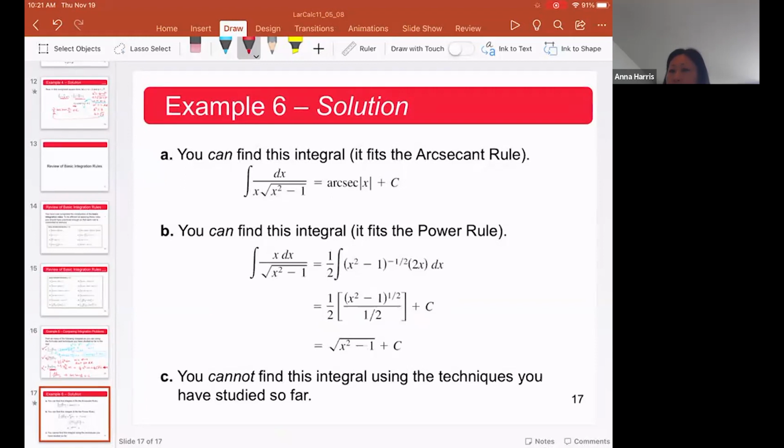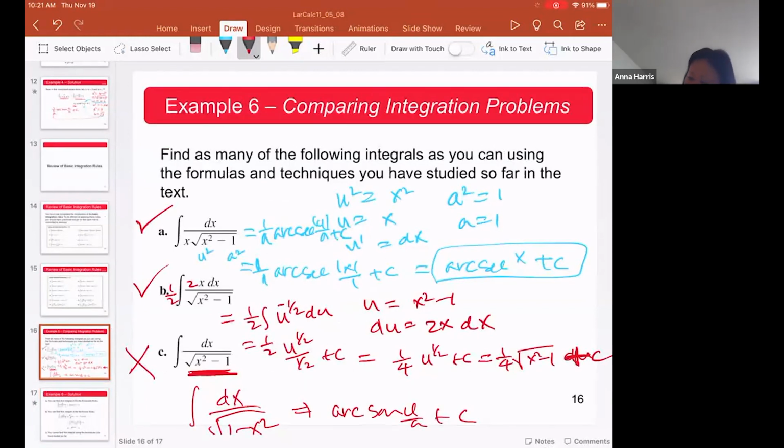Okay, so that's what it is. Oh, excuse me. 1/2 and 1/2 cancel out, so we don't have anything. Sorry.